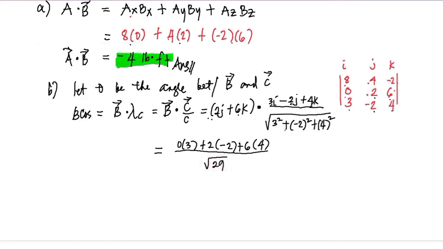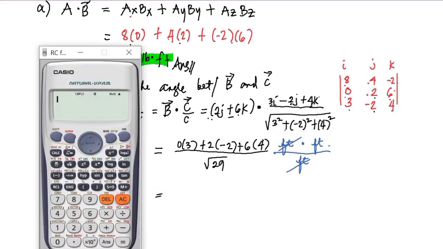For the unit, vector B is in feet, and vector C is in feet, over the magnitude of the vector C, which is in feet also. So canceling this out, we have the final answer, which is in feet. Okay, so computing for this, for the numerator, 0 times 3 is 0, of course.